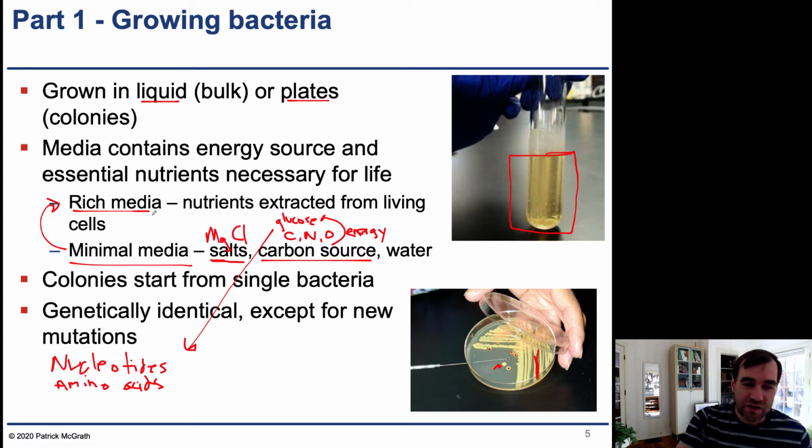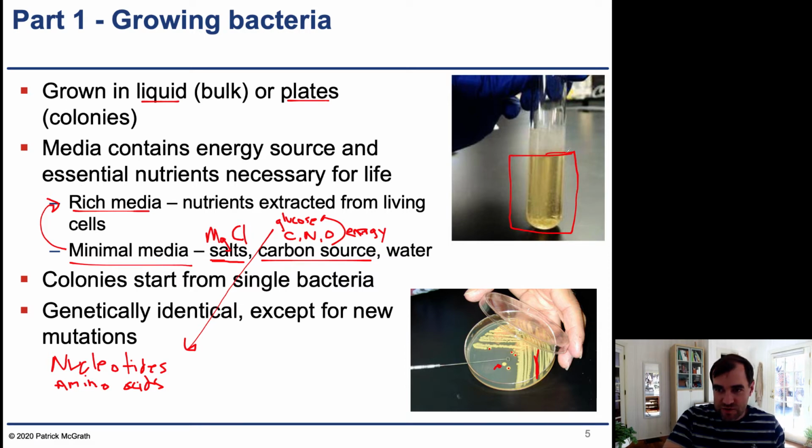So rich media, in general, you also don't know what's in it because you're not synthesizing this from scratch. You're not saying I'm going to add 1 millimolar of biotin, 1 millimolar of glucose, 1 millimolar of alanine, 1 millimolar of ATP. All you're doing is taking some sort of life, grinding it up, and then creating a media out of that. So you don't really know what exactly is in rich media.